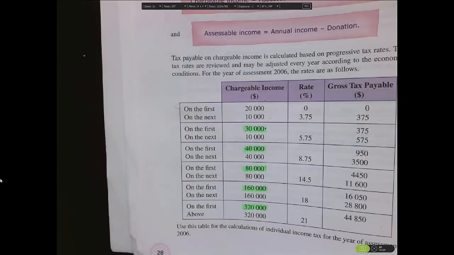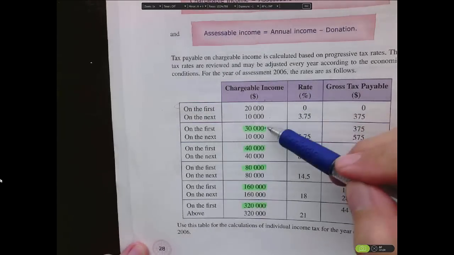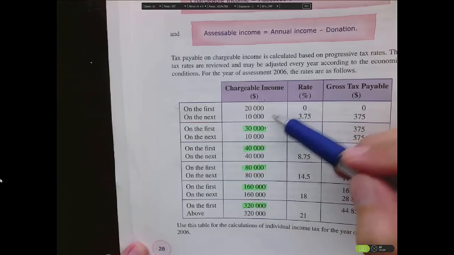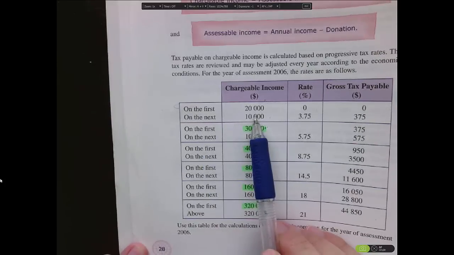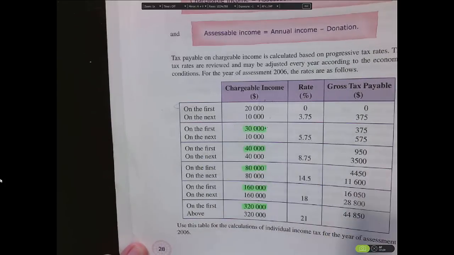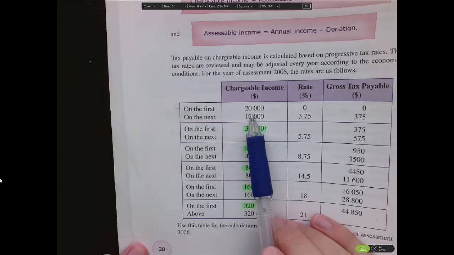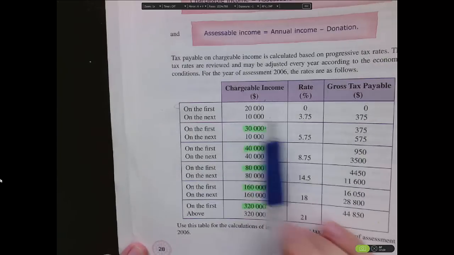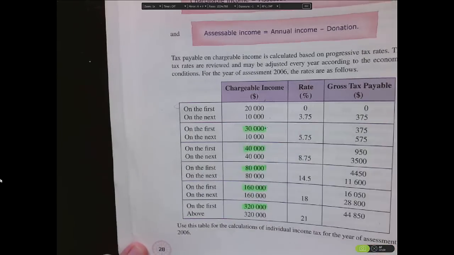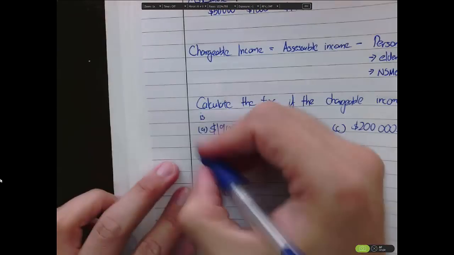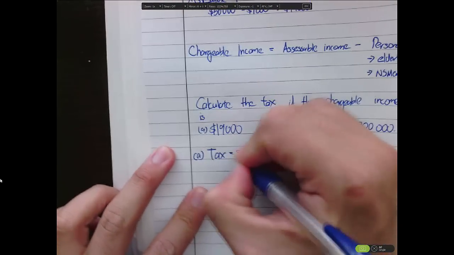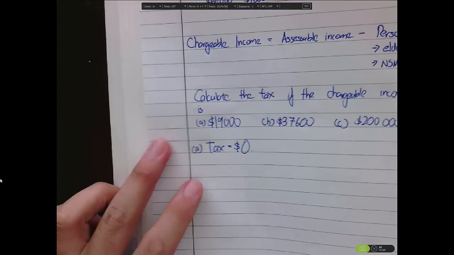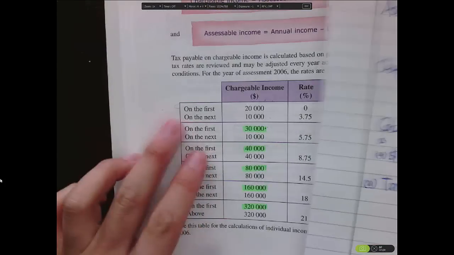I will first start with the $19,000. As discussed just now, from 0 to 30k, we'll read the first row here. Notice it says on the first $20,000. The first guy earned $19,000, so he doesn't even cross this $20,000. So his tax rate is 0. His gross tax payable is 0. Straight away, I write for A, tax is equal to $0.